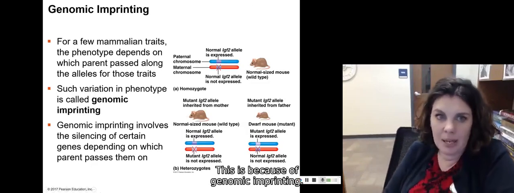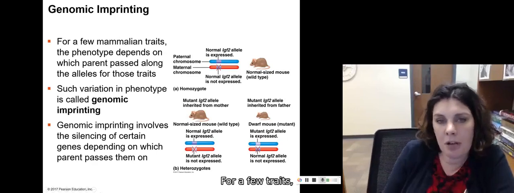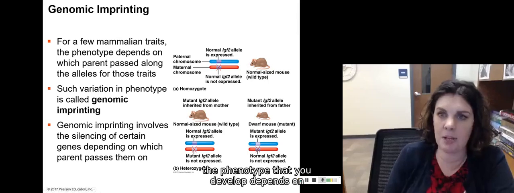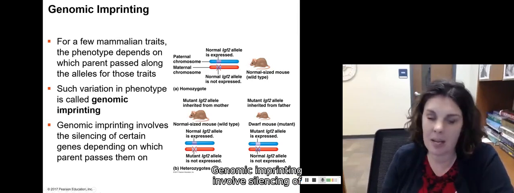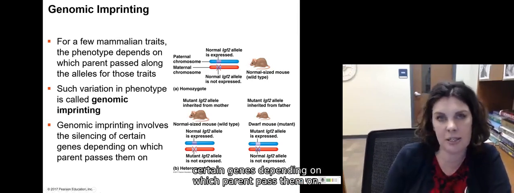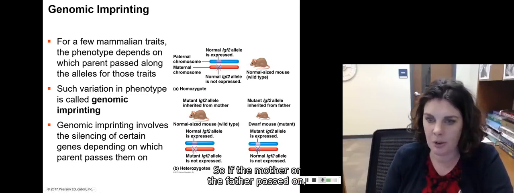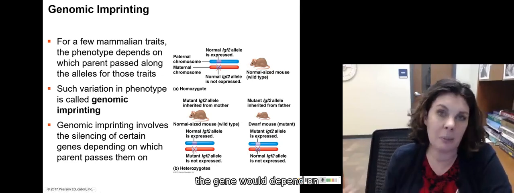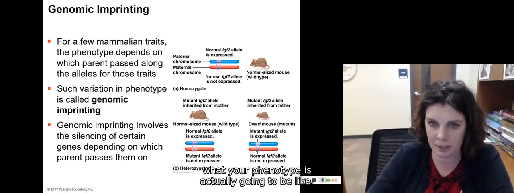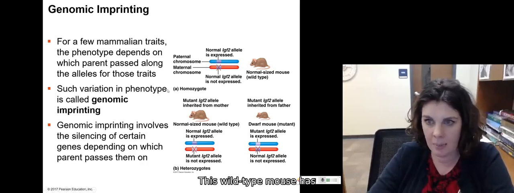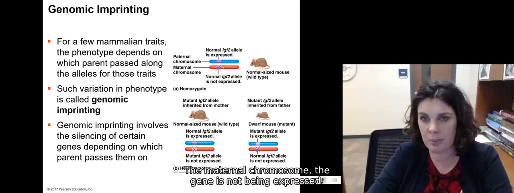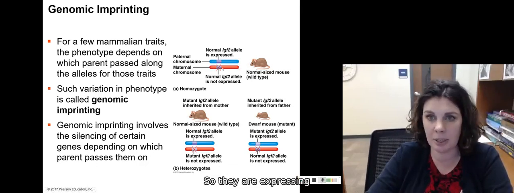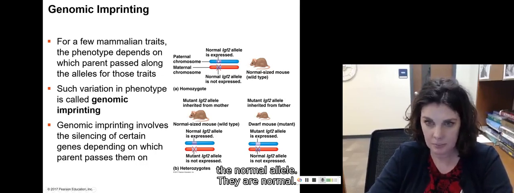Okay, so this is because of genomic imprinting. For a few mammalian traits, the phenotype that you develop depends on which parent passed you the allele for those traits. Genomic imprinting involves silencing certain genes depending on which parent passed them on. So whether the mother or the father passed on the gene would determine what your phenotype is going to be like. So here, this wild type mouse has a normal allele and a defective allele. The maternal chromosome gene is not being expressed, so they are expressing the normal allele. They are normal.